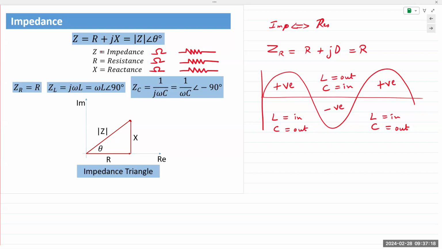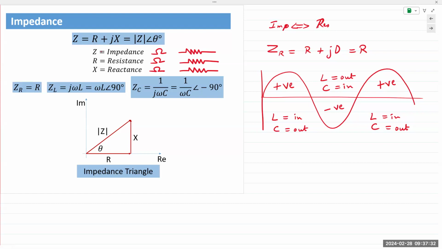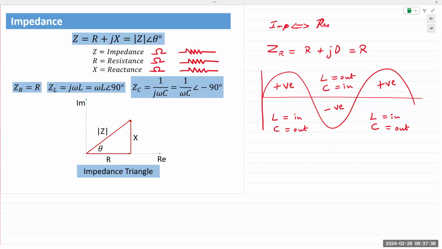It's a complex quantity. So impedance Z is described by the real resistance and the imaginary reactance. If you take the three quantities, R and jX: R, resistance, lies on the real axis, so it's on the x-axis. Reactance X is represented by the imaginary number j, so it's on the y-axis. And the third side of the triangle gives you the impedance, Z.